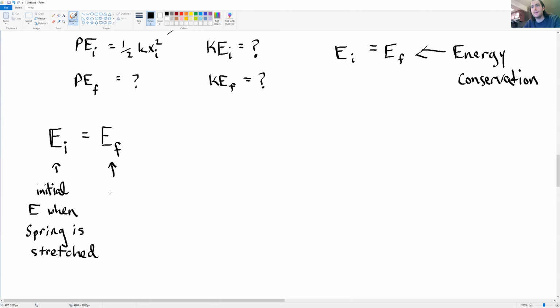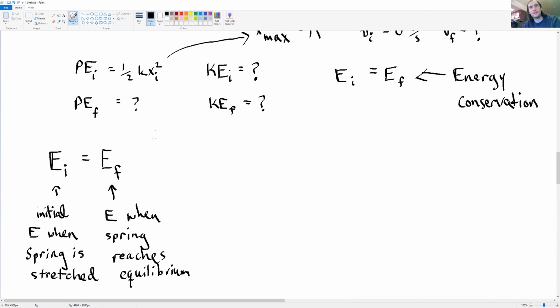And this here is the energy when the spring reaches equilibrium. Okay? Which right away tells you that just because this thing is not stretched anymore doesn't mean it doesn't have any energy, right? It has energy. It's just in the form of kinetic energy.